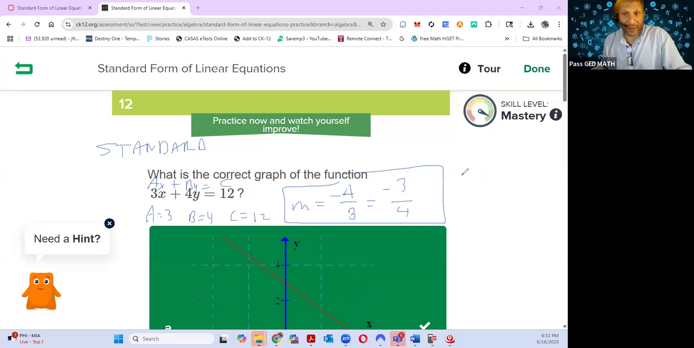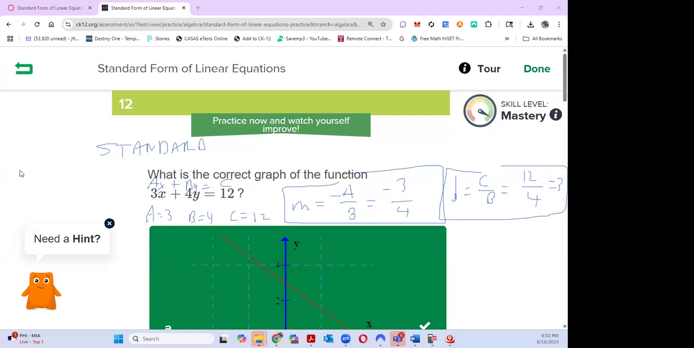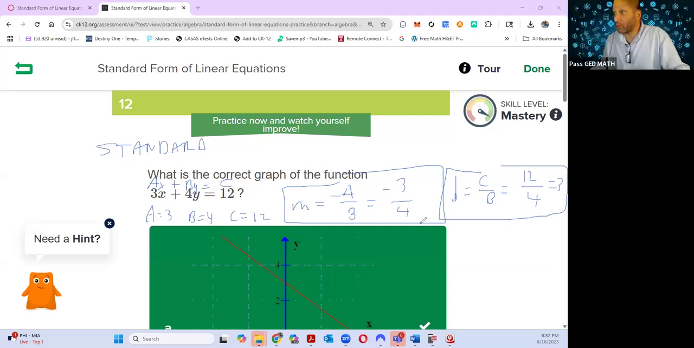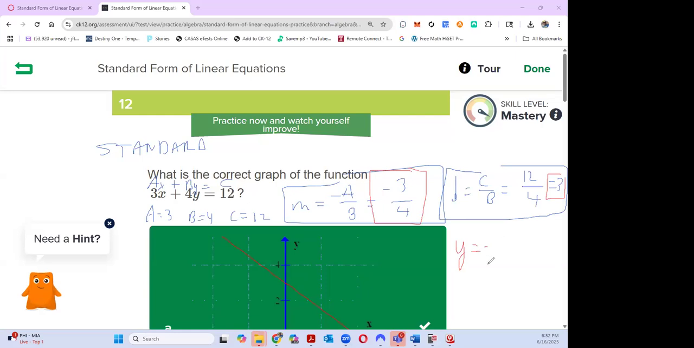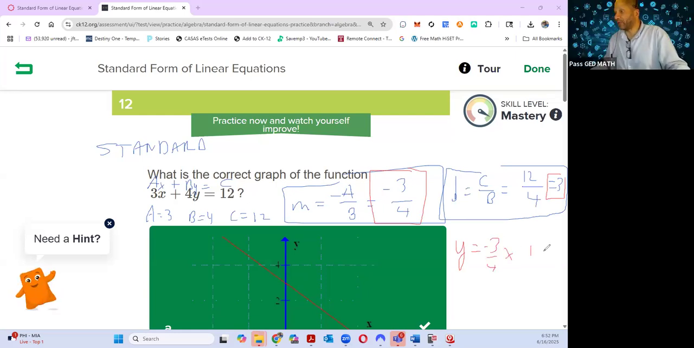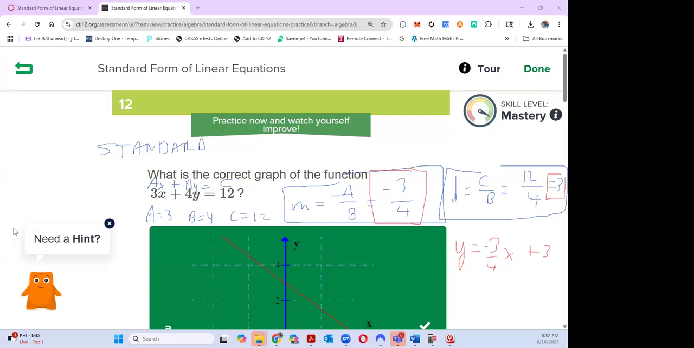Now find the y-intercept from standard form. The y-intercept equals C over B. C is 12. B is 4. 12 divided by 4 is 3. My y-intercept is 3. So if I wanted to rewrite this equation in slope-intercept form, and I know my slope is -3/4 and my y-intercept is 3, I would write y equals -3/4 x plus 3. Got me? Got you.